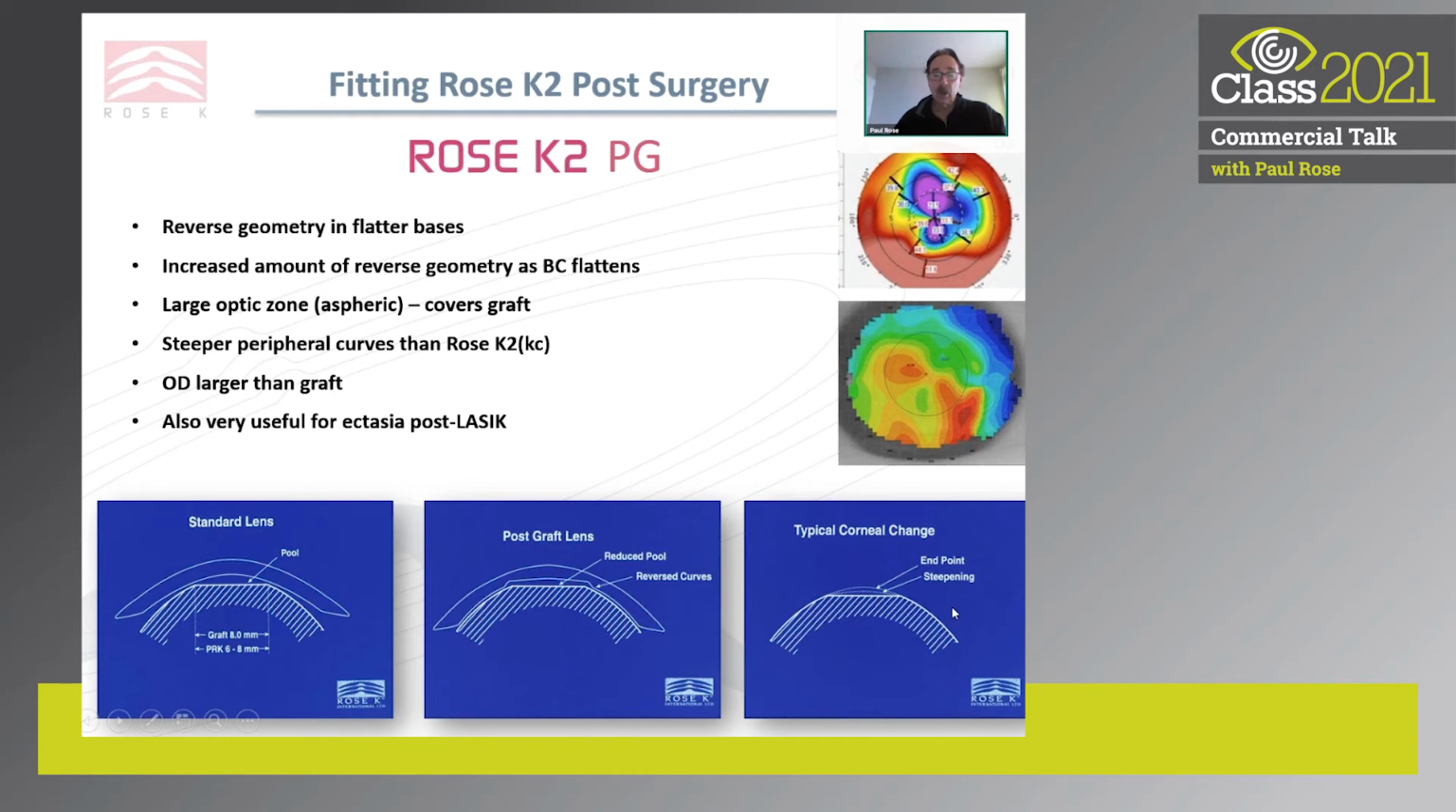Typically, as grafts get older, they tend to steepen, so it's something you need to watch closely and review them on regular occasions. In my case, I like to see them at least every 6 months. The post-graft lens design has a tighter periphery than the keratoconus lens design, simply because we're dealing with a different profile of cornea.